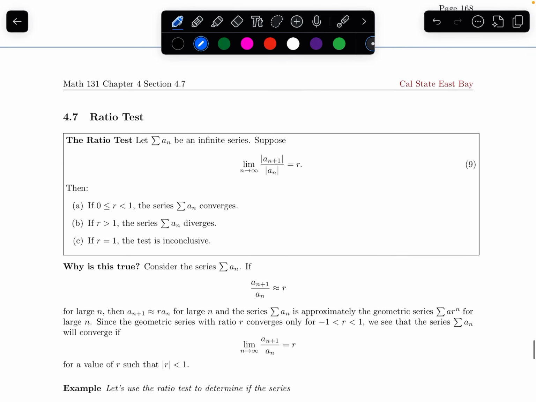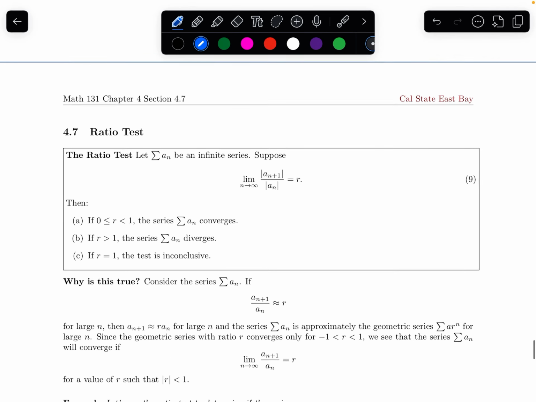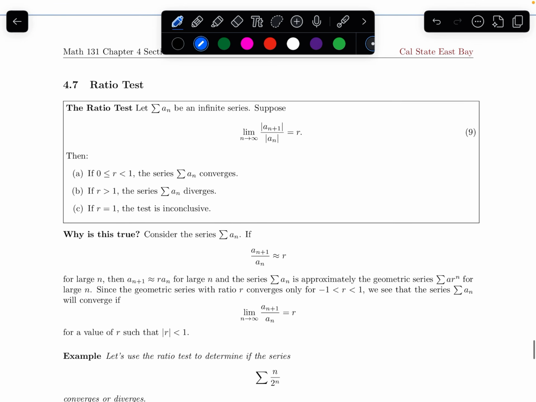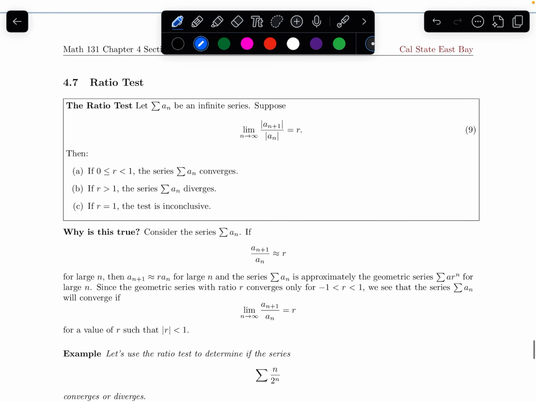We are going to consider our last and final test. We are on page 169, section 4.7, the ratio test. I will admit, this is probably my favorite test when I was in Calc 2 as a student because it felt like the most straightforward and the easiest to use. So let's talk about this test for a minute and when it's useful.